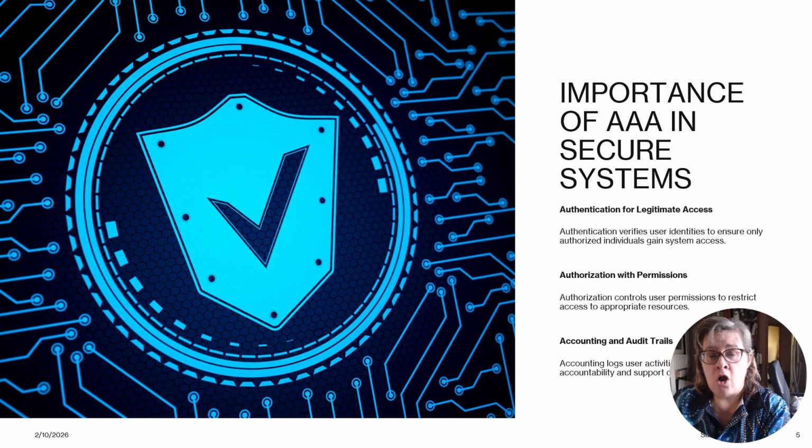AAA ensures that only legitimate users access resources with appropriate permissions and that their actions are logged for accountability. This reduces security risks and supports compliance with standards. And it's generally required by most governments these days. In fact, all governments will require some level of this, okay?